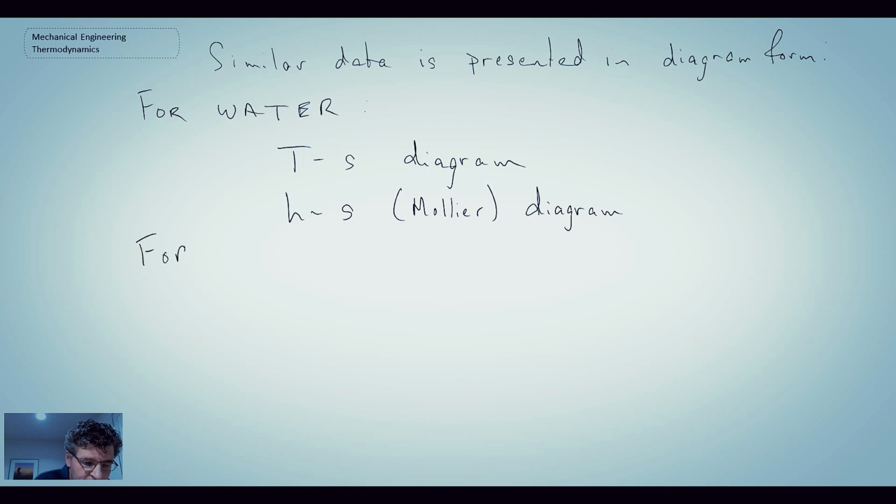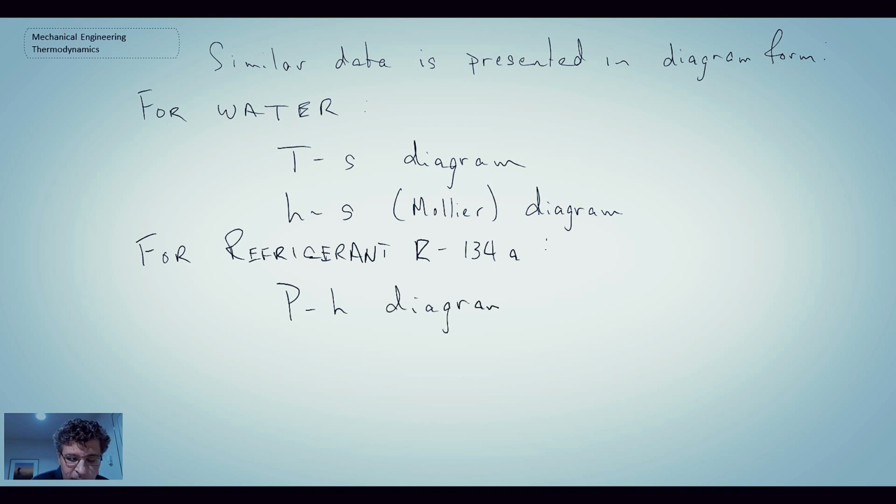And depending on what type of refrigerant you may be using, for refrigerant R134A, in the case of Cengel and Boles, he has a pH diagram. You may have different diagrams in the particular book that you're using. So these are the tables and diagrams that we'll be using while applying the first law as well as the second law to analyze any kind of system that we will look at within this course.